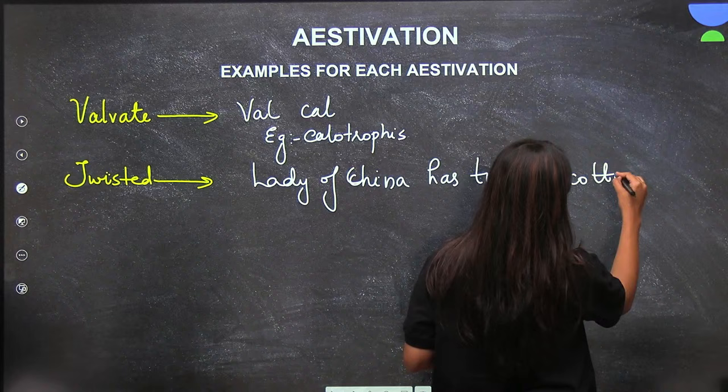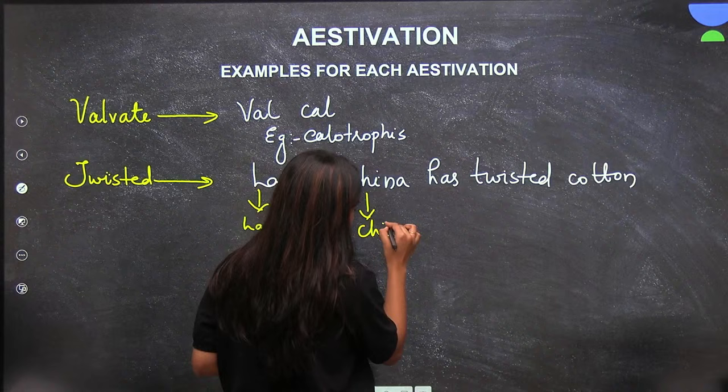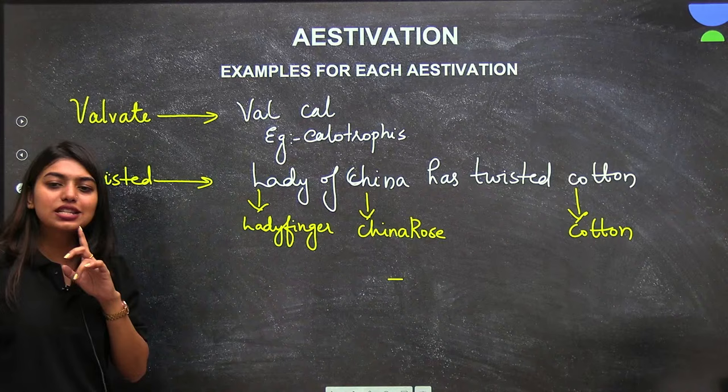Lady of China has twisted cotton. Lady stands for lady's finger. China stands for China rose. Twisted means twisted aestivation. Cotton, cotton. Clear to all of you? Yes. Lady of China has twisted cotton. Good job. Next we have imbricate.